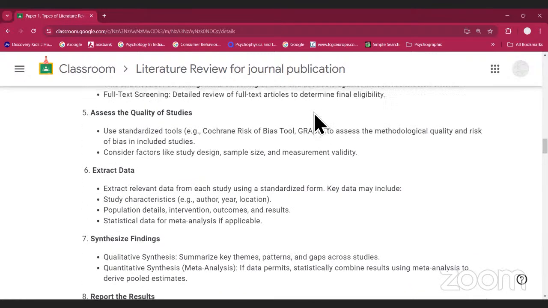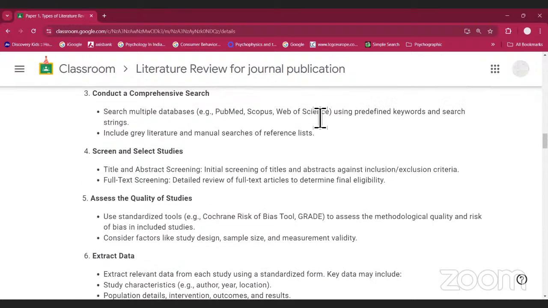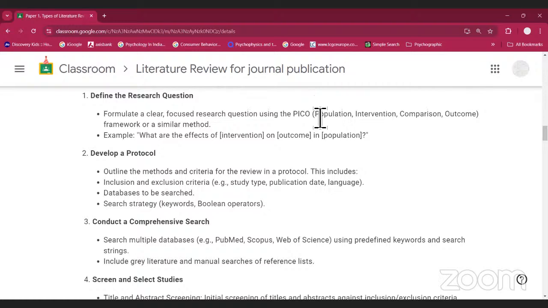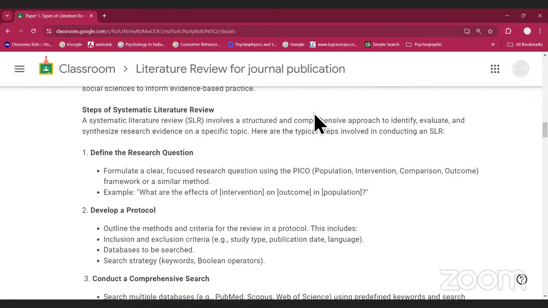Except Prisma, I think there is no problem. No? It is clear, very systematically it has been discussed. Okay.